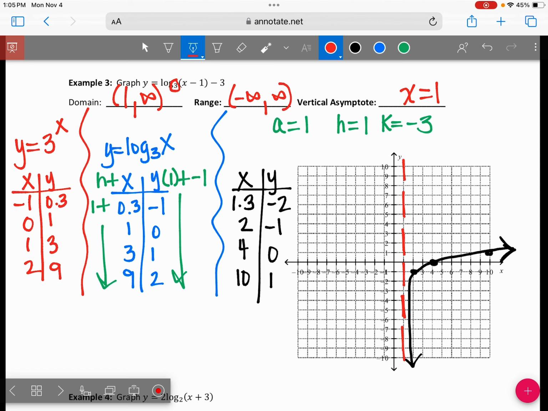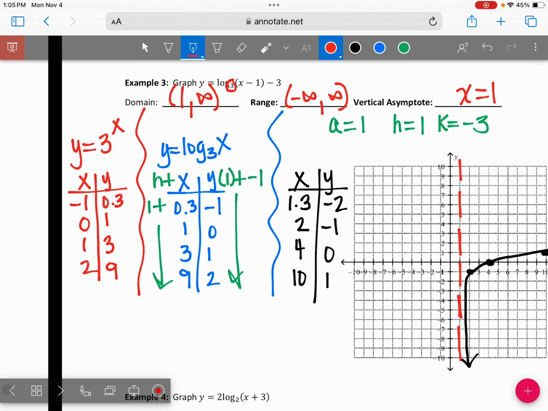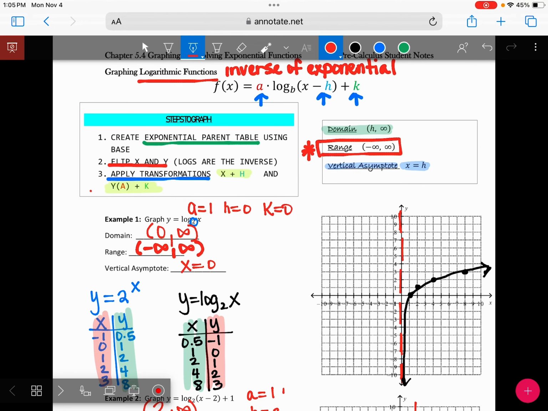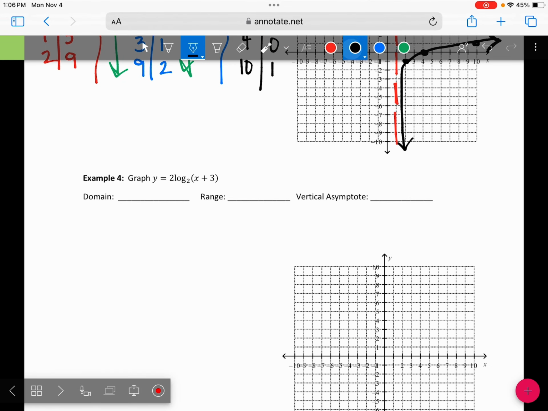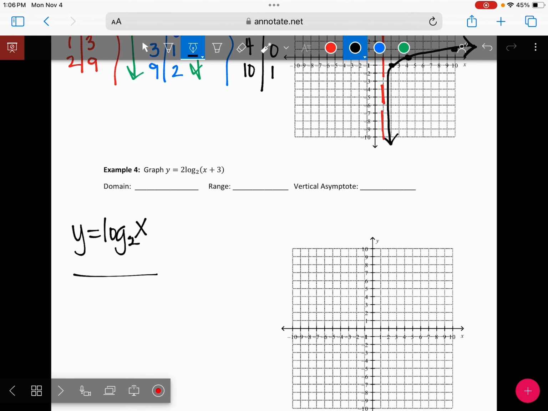All right, we only have 2 more and then we will be finished for today. So now let's look at example 4. Because I already did the y equals log base 2 table, I'm just going to copy this table. There's no need for me to go back and redo this because we already did it. So I'm just going to copy this for example 4.